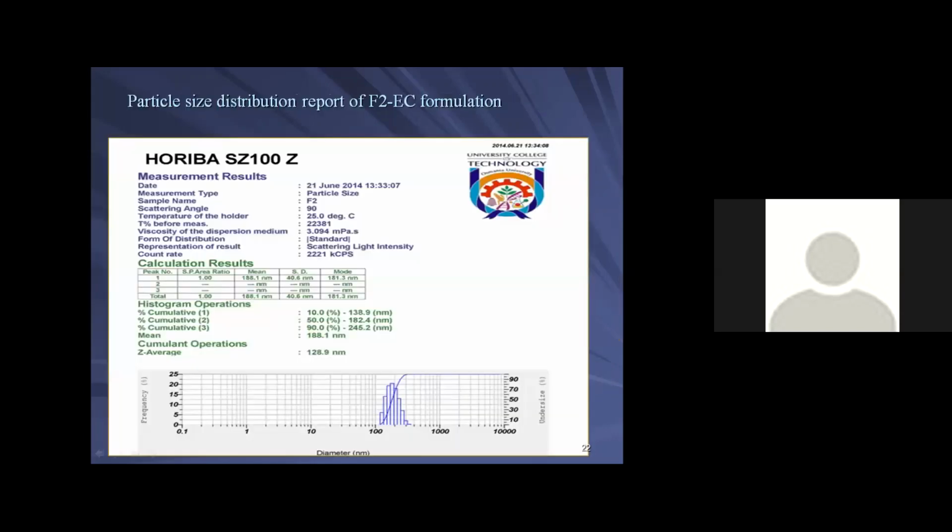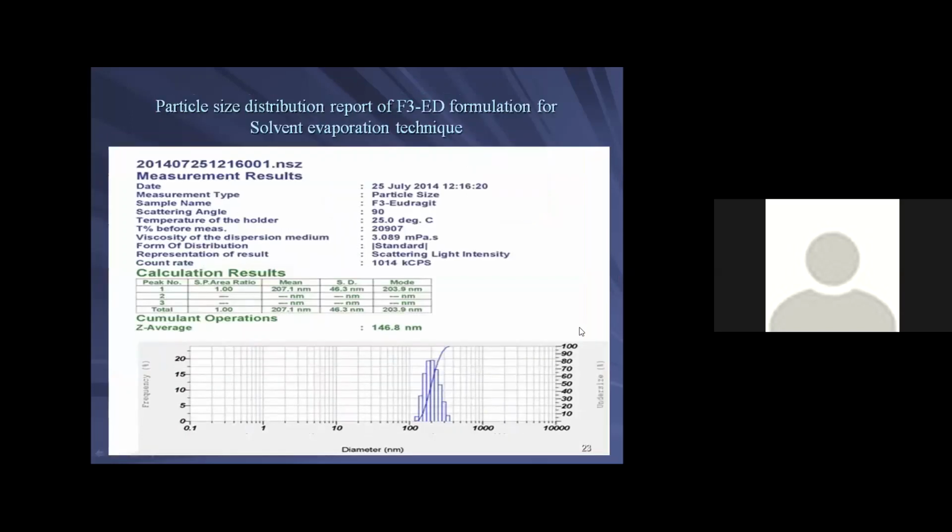This is the particle size distribution report of the best formulation. The mean particle diameter was found to be 188.1 nanometers. This is the particle size distribution report of the F3 formulation of the other polymer. The mean particle diameter was found to be 146.8 nanometers.